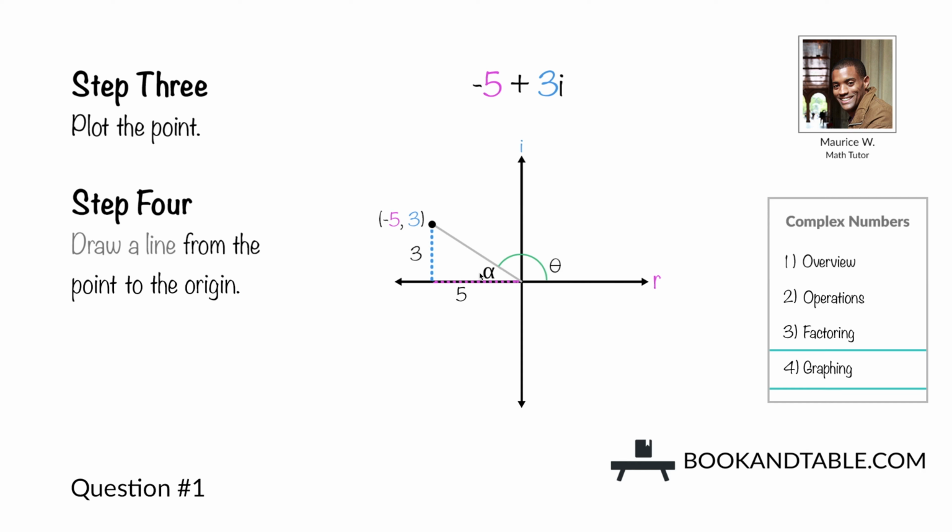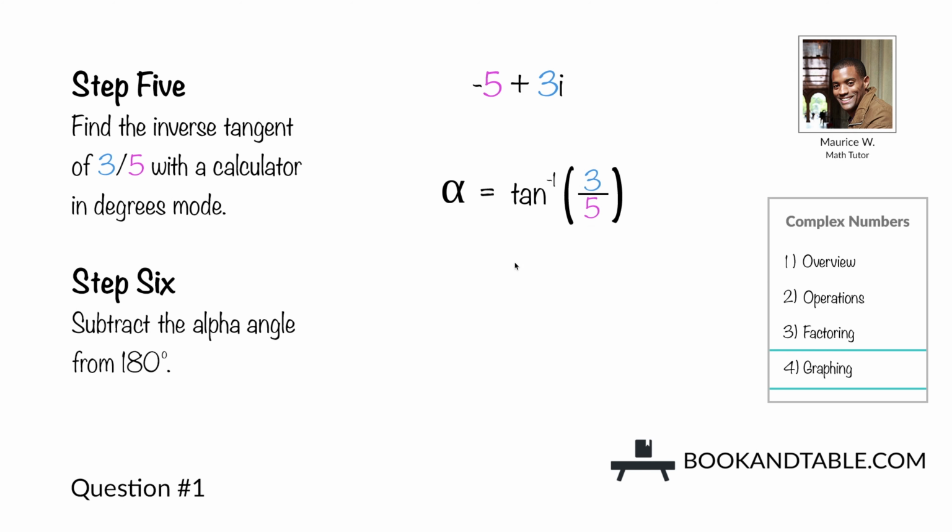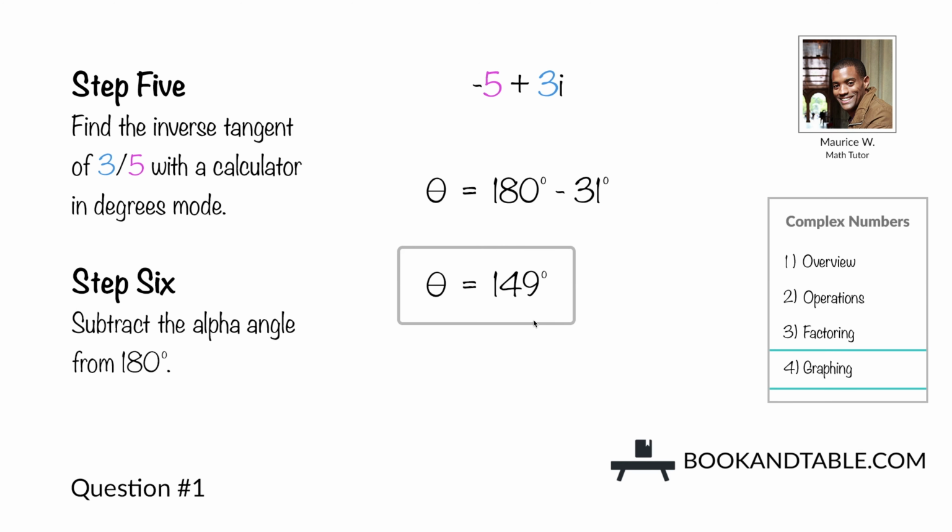And with this being our alpha angle, that lets us know from here to the positive real axis is our argument, or theta. So the fifth step, we'll find the inverse tangent of 3/5 to find our alpha. And then we'll subtract that from 180 degrees to find our theta. So the inverse tangent of 3/5 gives the alpha angle, which is equal to 31 degrees. Subtract that from 180 degrees, and you get theta is equal to 149 degrees.